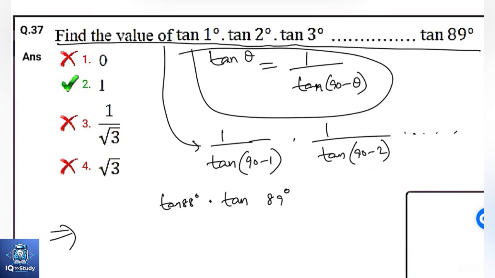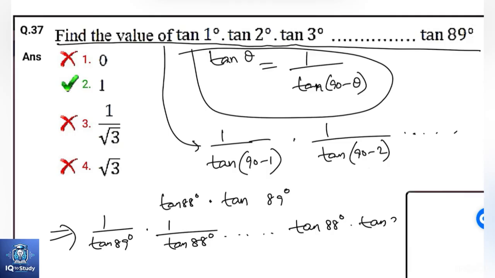It becomes 1 by tan 89 degrees into 1 by tan 88 degrees and so on, up to tan 88 degrees into tan 89 degrees. Here, these values will get cancelled and in between tan 45 degrees will come, and the value becomes tan 45 degrees, which is equal to 1.